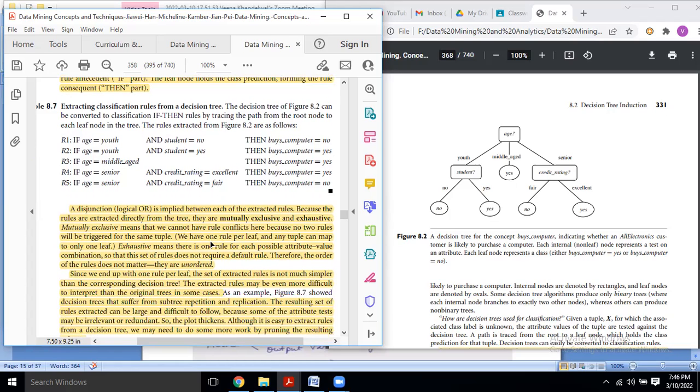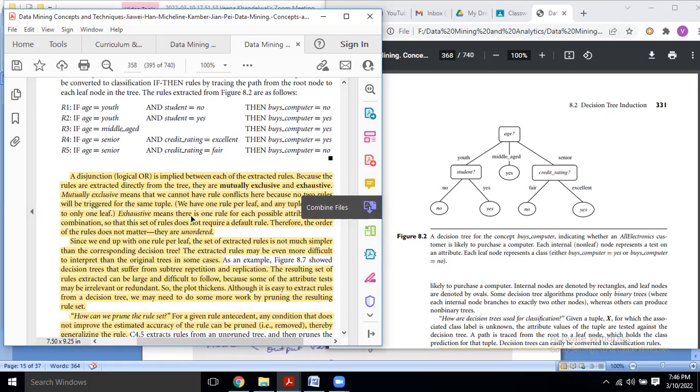Now, if we have written more than one rule, that means either of the rules will be satisfied, because whenever we draw rules from a tree, these rules are mutually exclusive and exhaustive. When I say mutually exclusive, that means one tuple will satisfy only one of the rules and not more than one. And when I say exhaustive, this means that all the tuples will be covered under these rules.